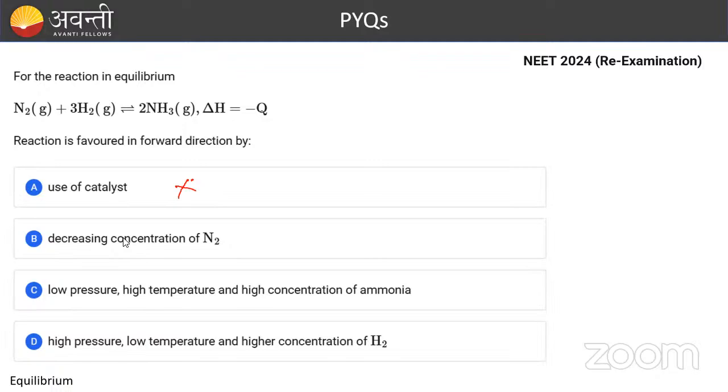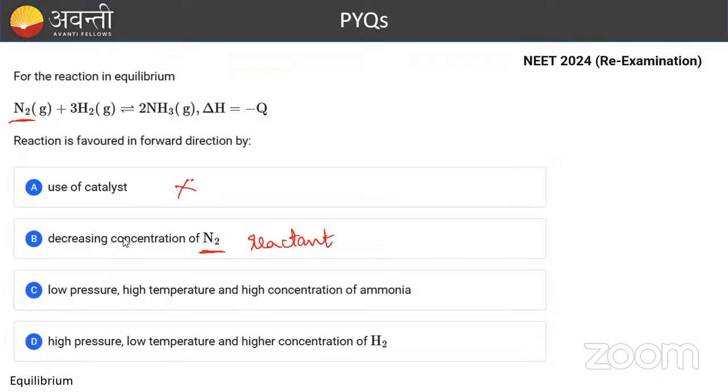So I was saying that the reaction will not be favored in the forward direction by the use of catalyst, because the catalyst will affect only the speed of the reaction but not the equilibrium. So the equilibrium will not shift towards right or left. Then coming to option B, by decreasing the concentration of nitrogen. Nitrogen is the reactant. So if you are decreasing the concentration of the reactant, the amount of components present in the reactant side is getting lowered, right? It is getting decreased.